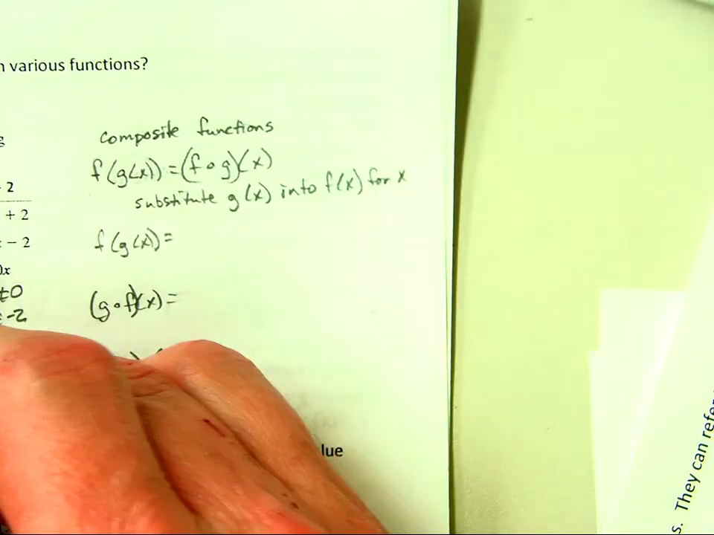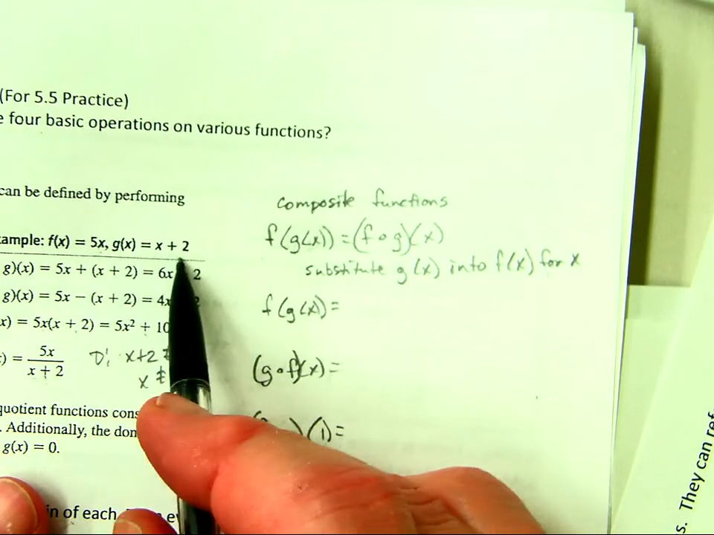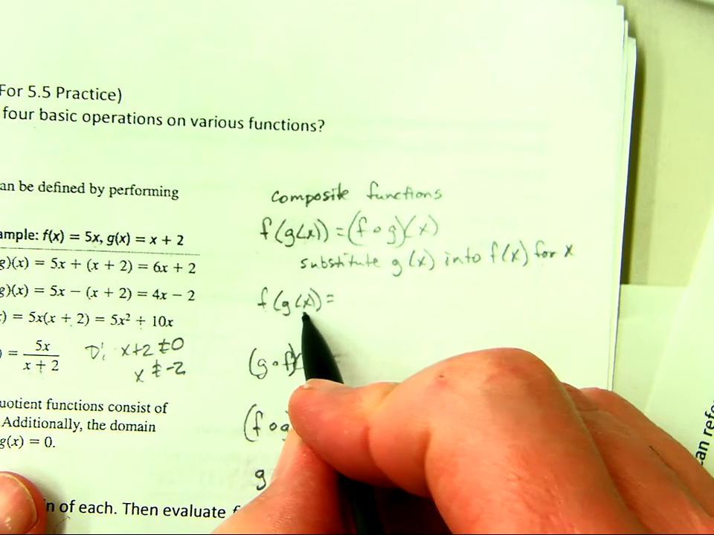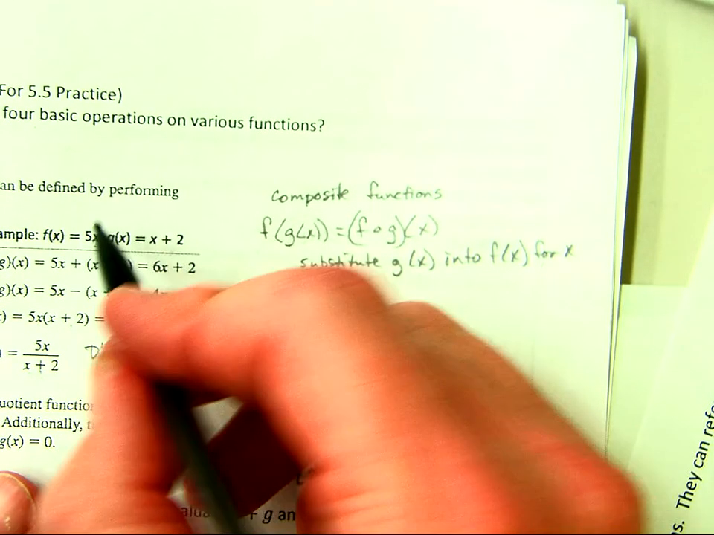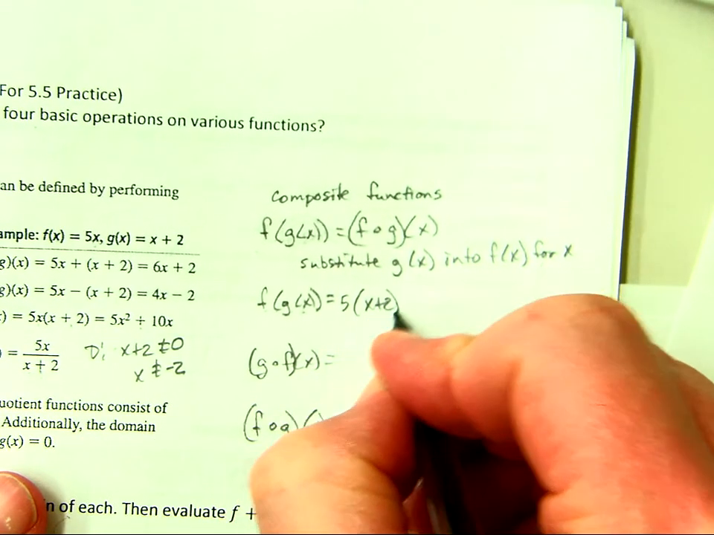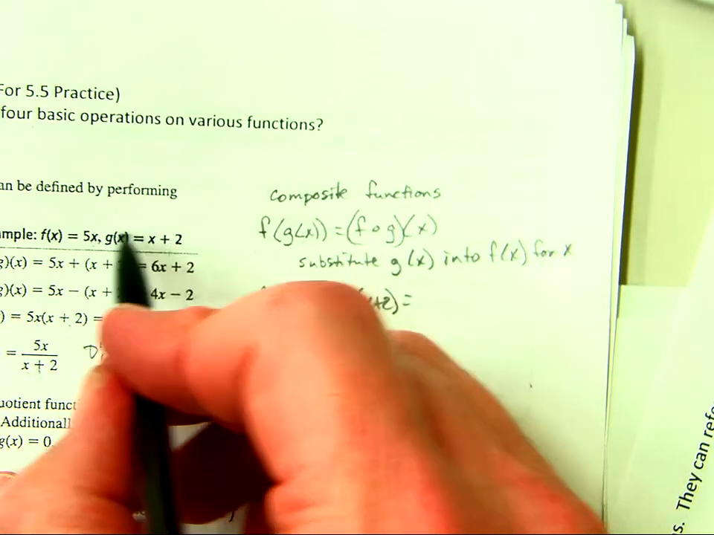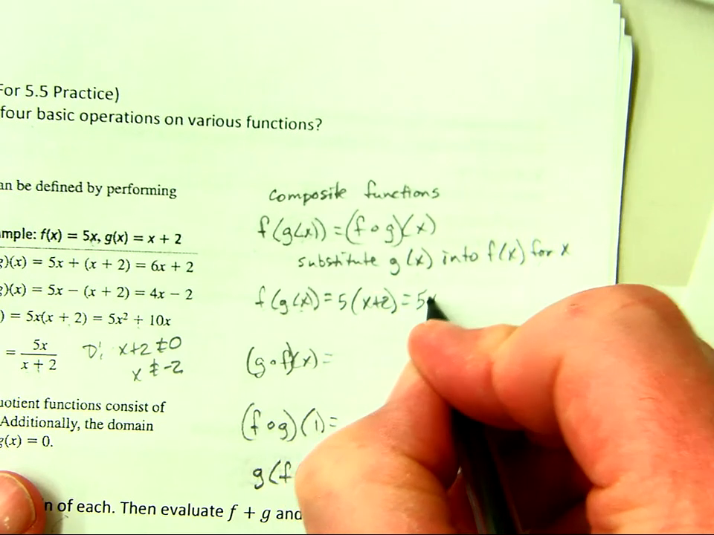So if we use those same ones we had right here, where f of x is 5x and g of x is x plus 2, if I ask for f of g of x, that means I'm taking g of x, which is x plus 2, and I'm going to put it in the other function. That's 5 times x plus 2. Do you see that I put g, x plus 2, in there for that x? That's all we did. You simplify, 5x plus 10.